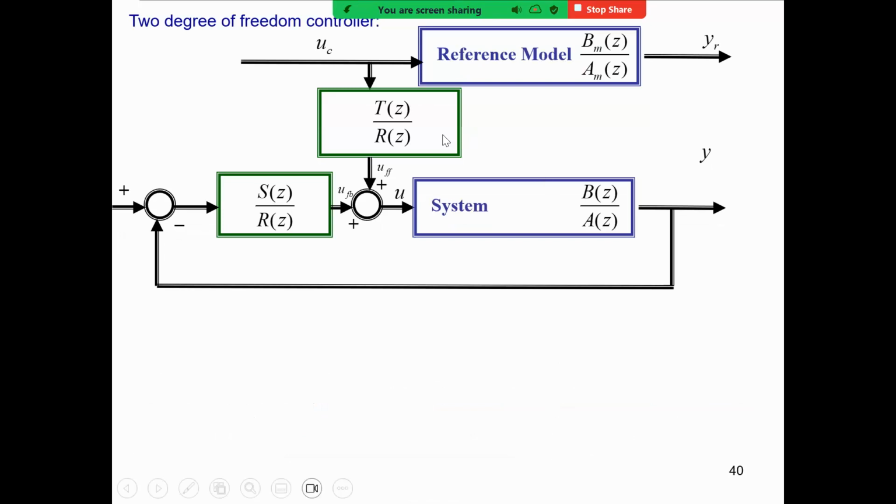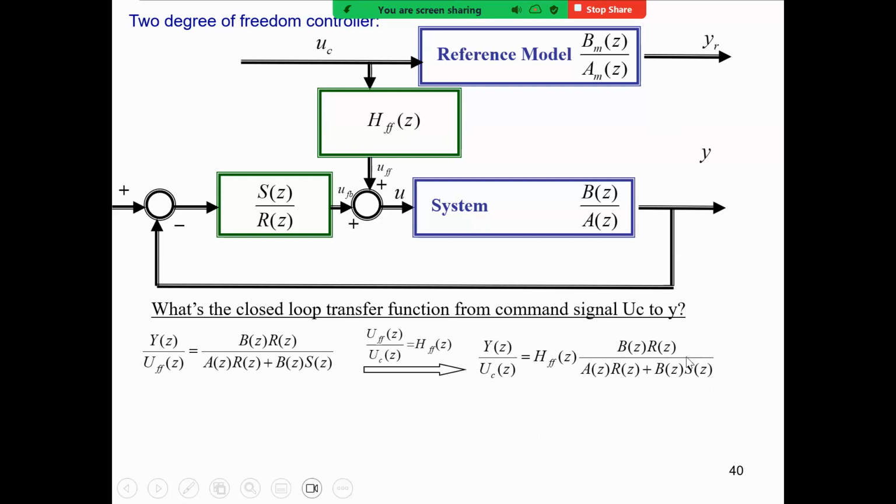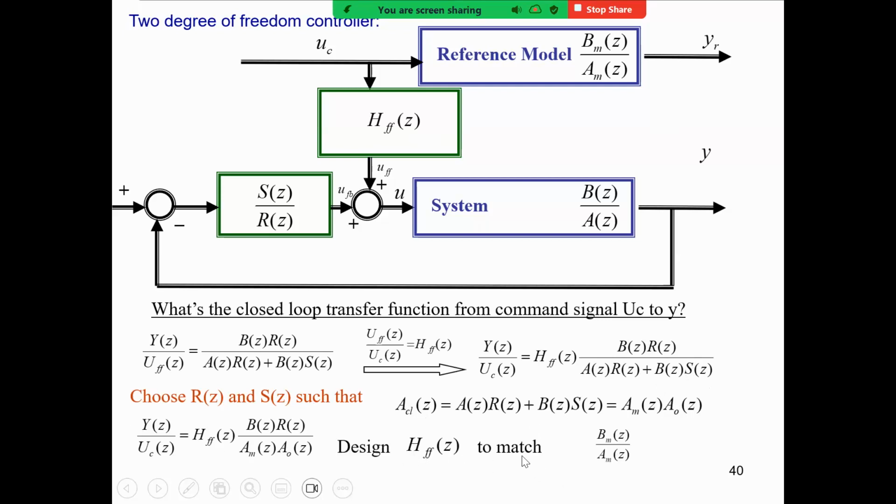And also there is another type of two degree of freedom controller, right? We don't use T over R, instead we just design it with a completely new transfer function. In this way, we just follow the same way, and then it turns out this will be the final transfer function, right? And then we want this final transfer function, so I choose my R and S to match AM. But of course, I have increased the degree, so it will be AM times AO. Then from this one, I can compute this one. Just make this match BM over AM, then we'll get my transfer function. This is the formula for the feedforward transfer function.